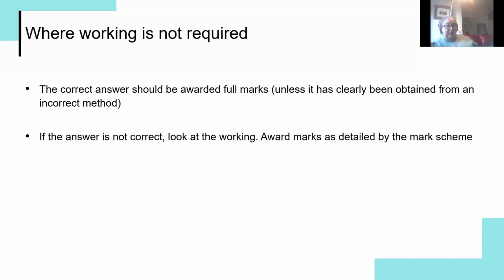And I'm just being really clear about it, where working's not required. And again, you're going to see examples of this. The correct answer should be awarded full marks unless it's clearly obtained from a wrong answer. But then if the answer's not correct, look at the working.